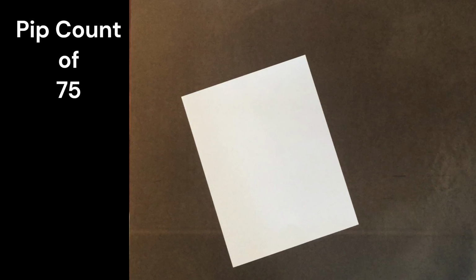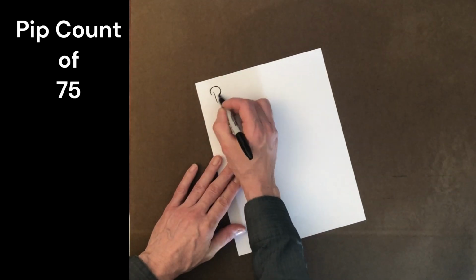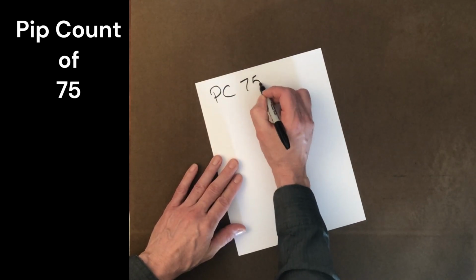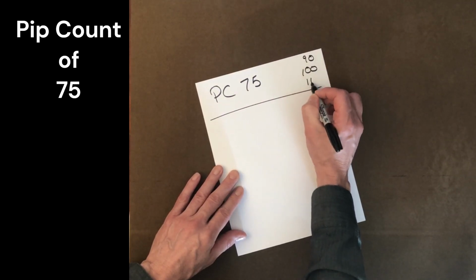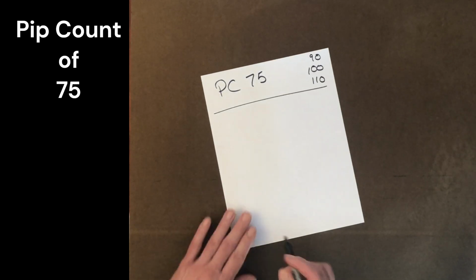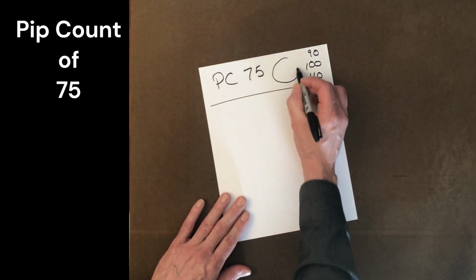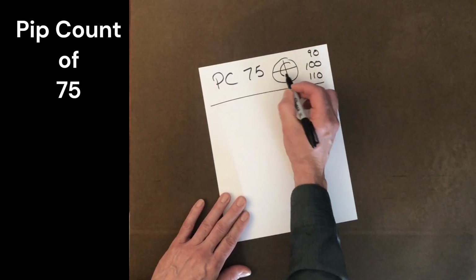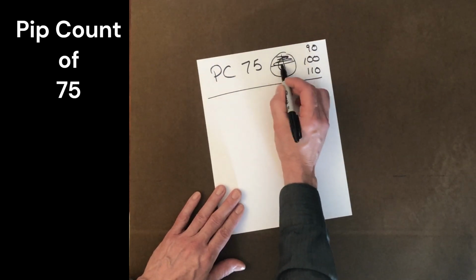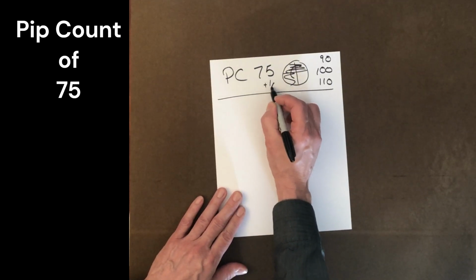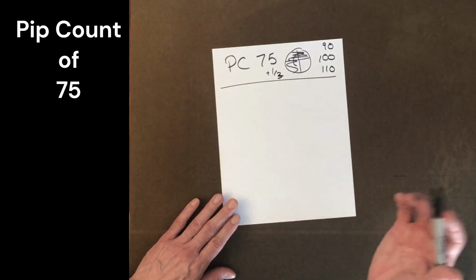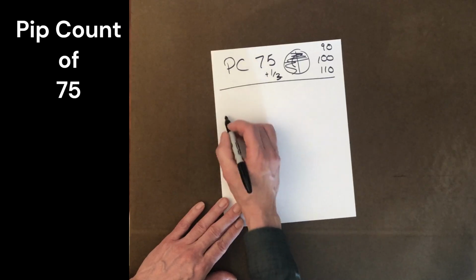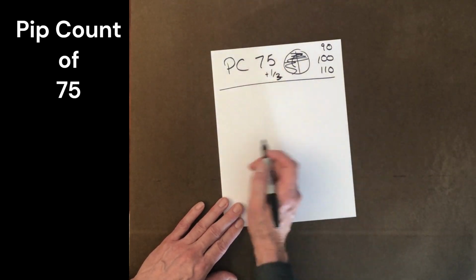Next one we're going to look at, pip count, 75. Our targets, 90, 100, 110. We're going to add 1/3. We're going to take 1/3 of what's left and add it. Pretty straightforward. So we have a pip count of 5.